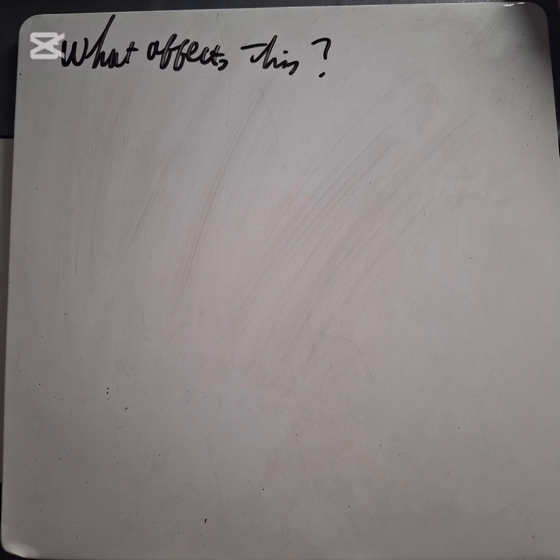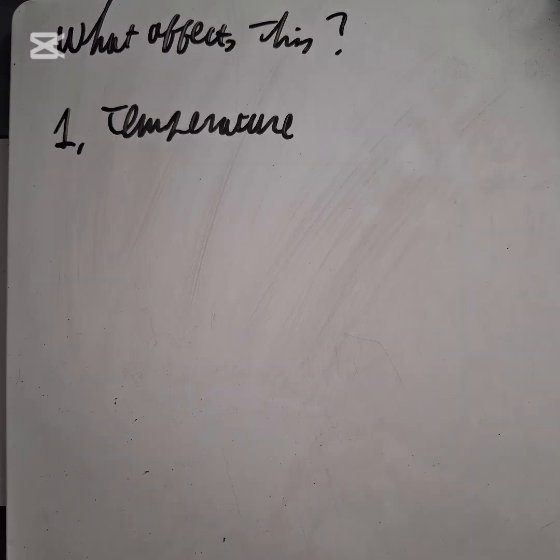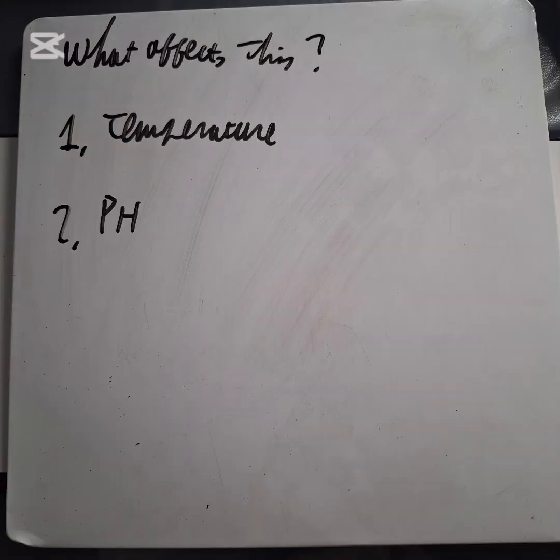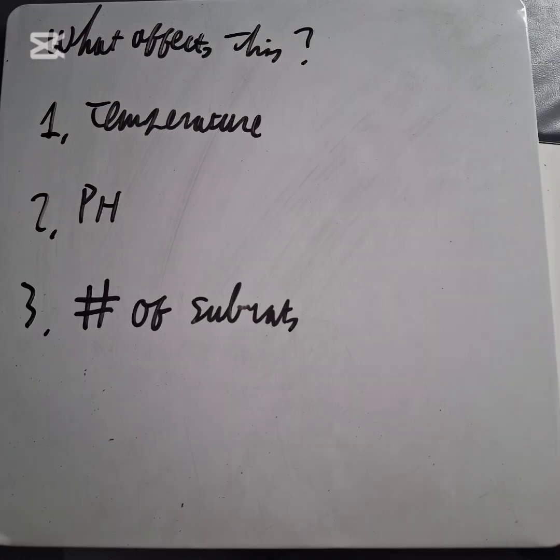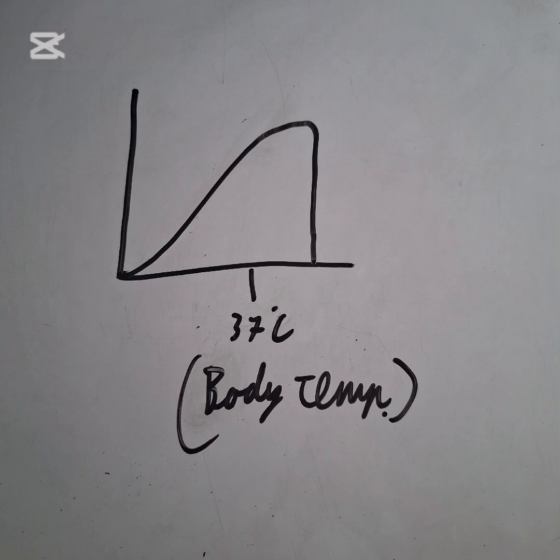What affects this? The first thing that affects this is the temperature, the second thing is the pH level, and the third thing is the number of substrates. Let's first take a look at the temperature. In this graph you can see how good the enzymes work at a certain temperature. As you can see, at your body temperature, 37 degrees Celsius, they work very well.